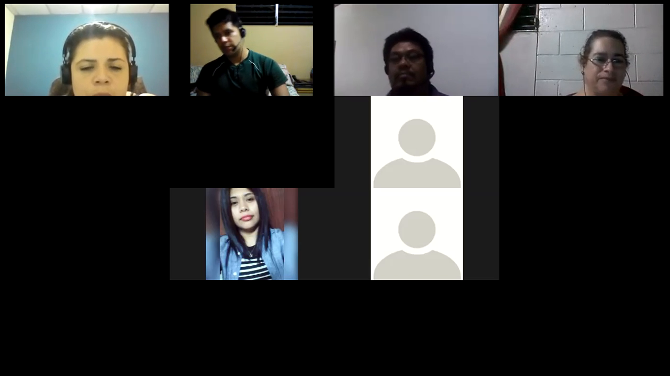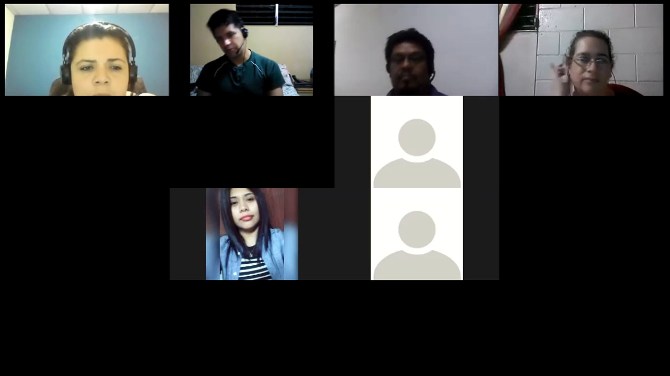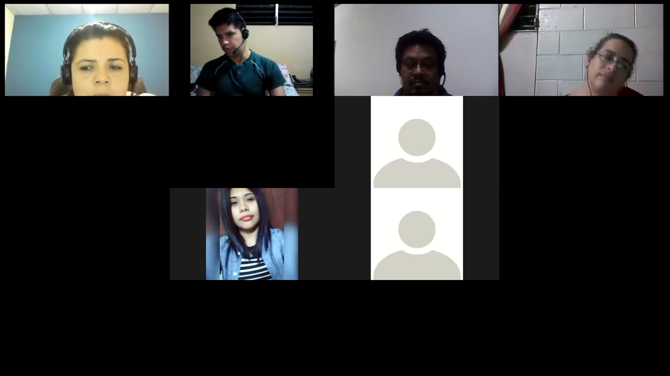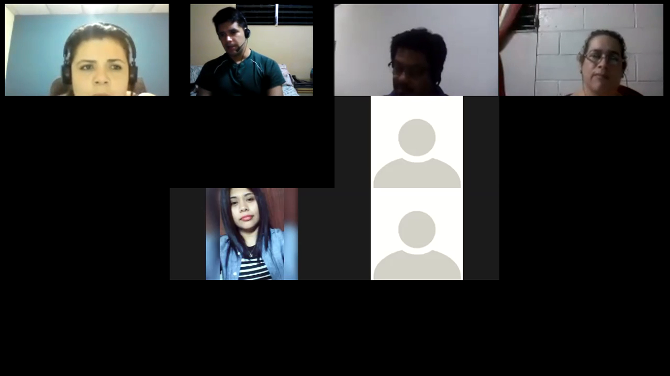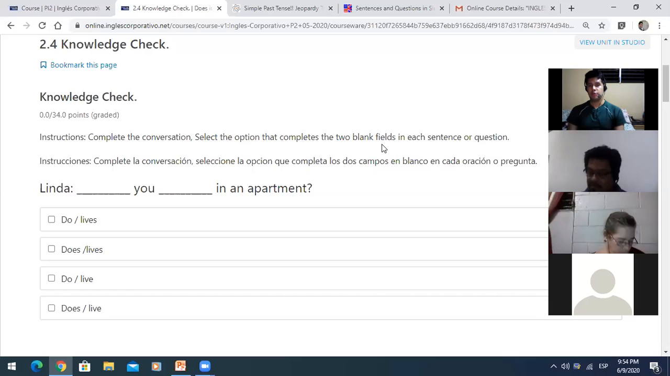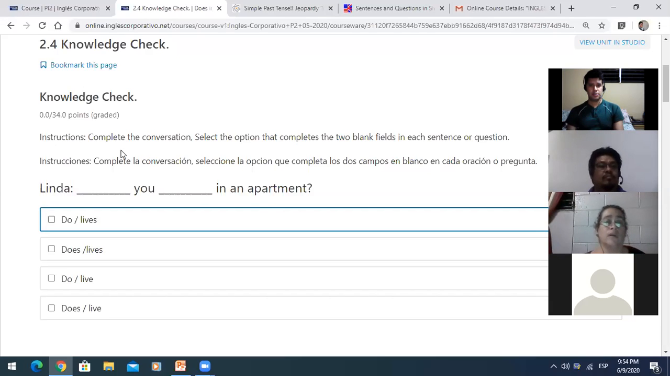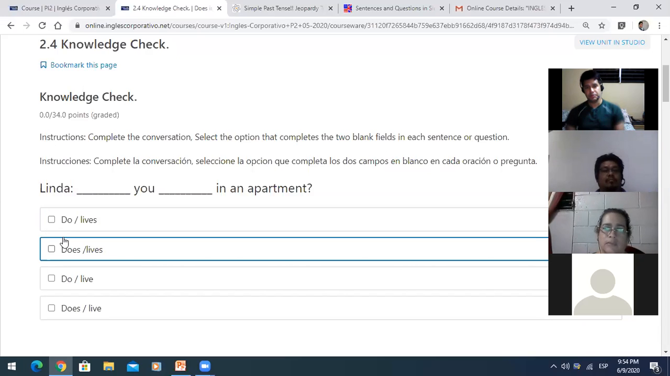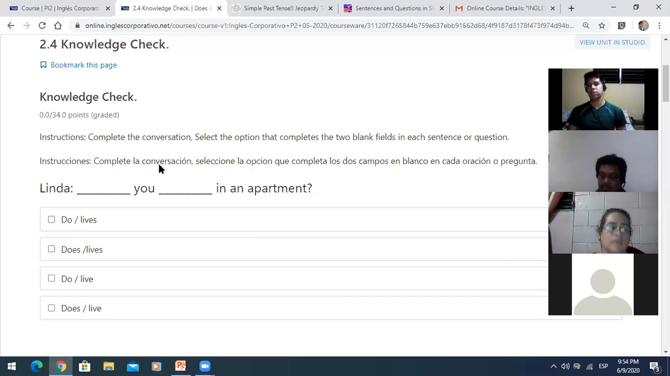We're going to do the knowledge check before we go. Vamos a hacer el knowledge check 2.4 antes de que terminemos, solo para completar la lección de ahora. You can also do this in the platform. Es mucho más fácil si tienen la app. Siento que es un poquito más fácil de utilizar que el buscador. It's just my opinion. We have to complete the conversation and select the correct option.